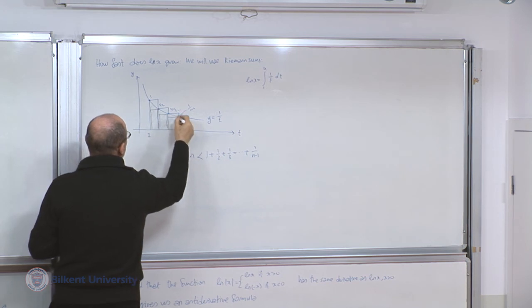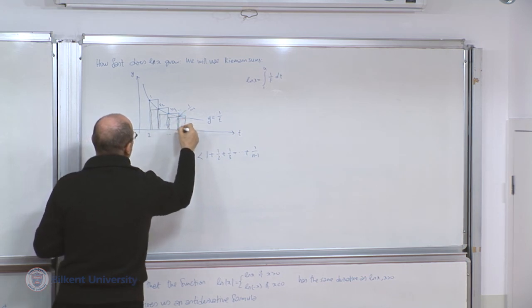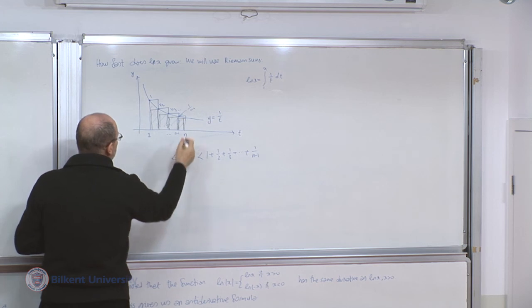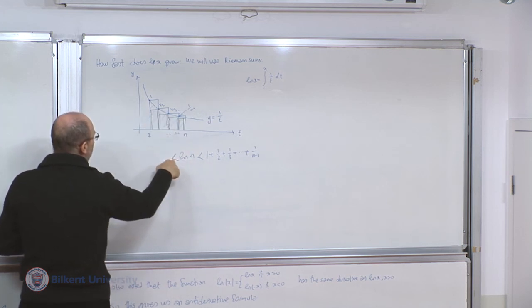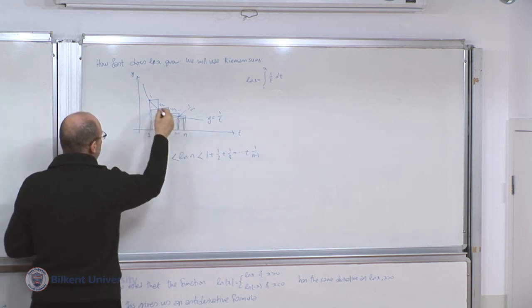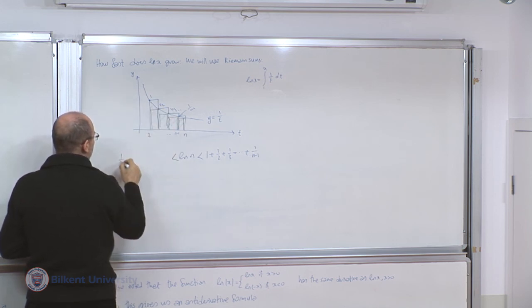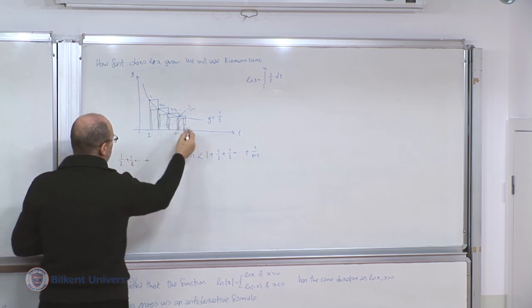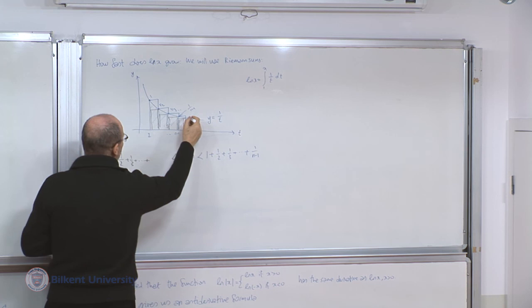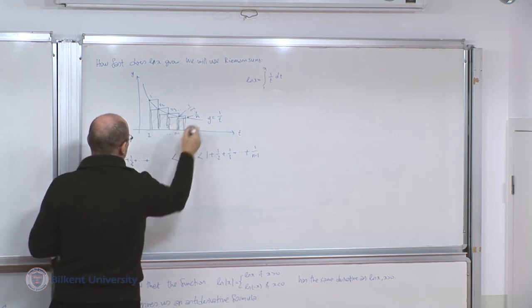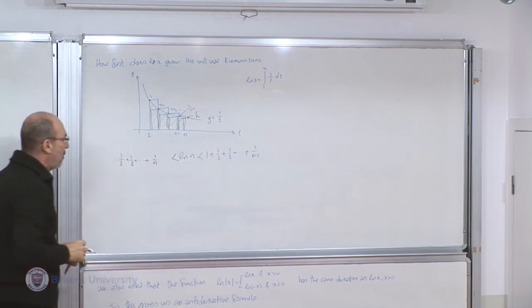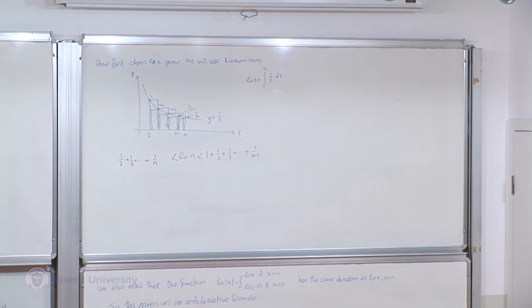So for ln x, the area is clearly larger than the sum of these boxes. But now I don't have this first box. This sum starts from 1 over 2 plus 1 over 3 plus, and this time it goes up to 1 over n.